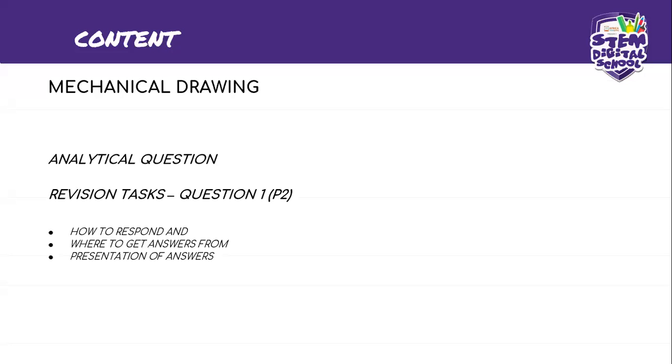Like I said, it's part of the bigger picture with regards to mechanical drawing, and is the analytical question. So we have got 2 revision tasks that we want to look at today. Earlier on, I said it's question 1 of paper 2. So we want to look at ways of responding to this and where to get the answers and how to present those answers on the paper that is given.